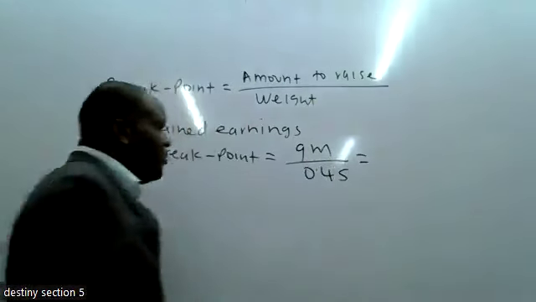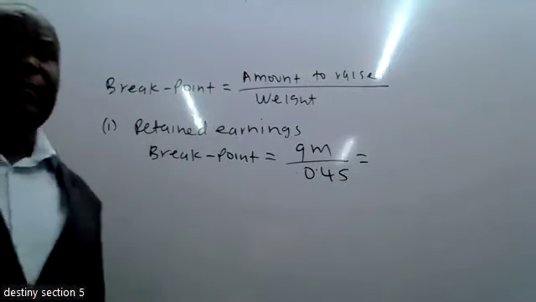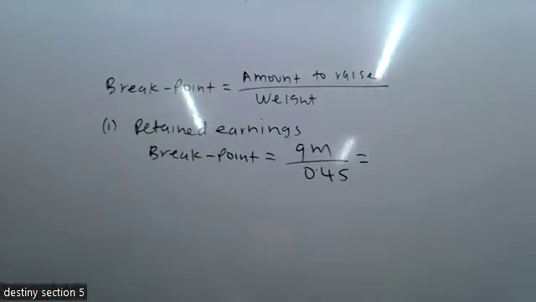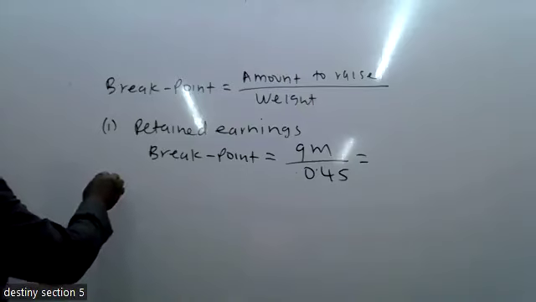0.45. So that now should be able to give you the breakpoint for the retained earnings. So that is now the Roman letter 1.